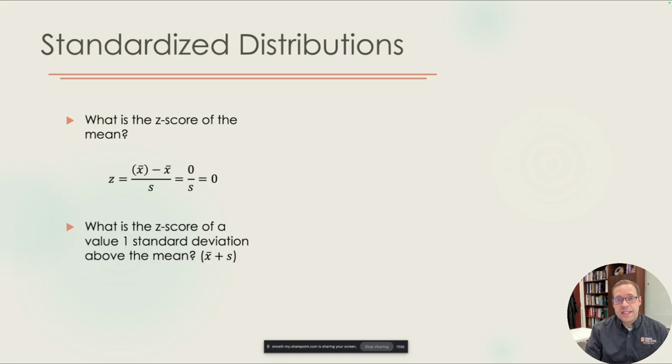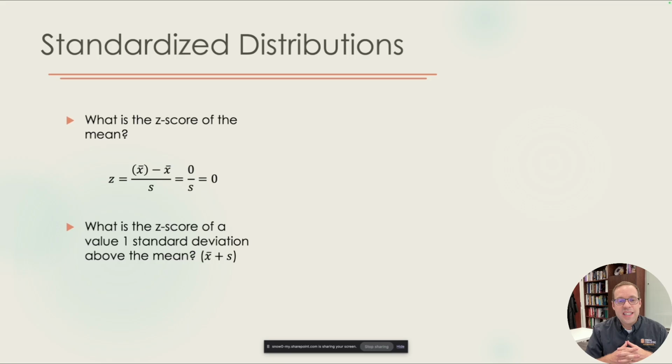And this actually makes sense because remember the z-score is the distance that a point is away from the mean. So what is the z-score of the mean itself? It doesn't have any distance from the mean. It is on the mean. It is the mean. So its distance should be 0. The distance from itself is 0.